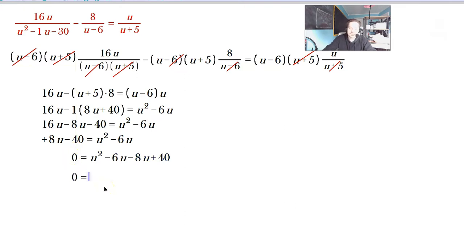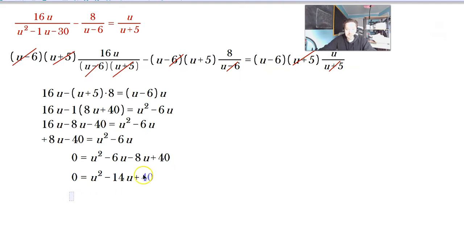So 0 now is equal to u squared, and negative 6u minus 8u, you've got to work on that, that's going to give you negative 14u. And at the end, you're going to have 40 in this position. The question is, how do we solve this equation? Well, what we can try to do always is factor. So how do you do that?